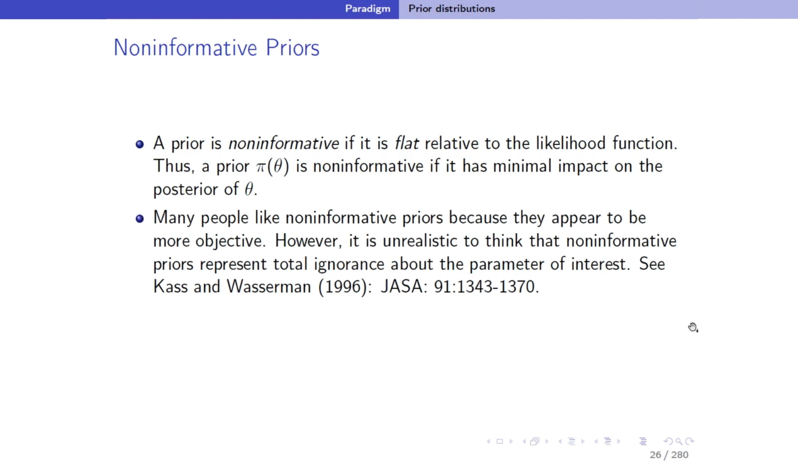The reason a lot of people like non-informative priors is that they appear to be more objective. But it was shown 25 years ago, in a paper by Larry Wasserman and Rob Kass, that it's unrealistic to think you could have a truly non-informative prior that represents total ignorance about a parameter of interest. A common example is the following.